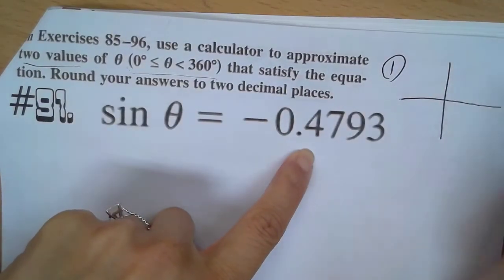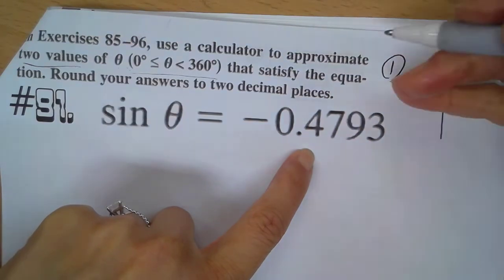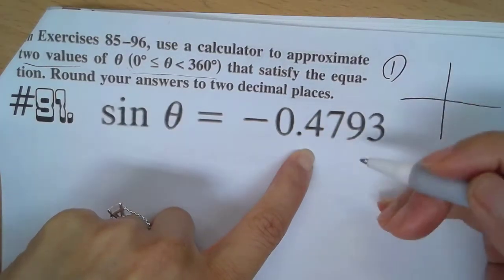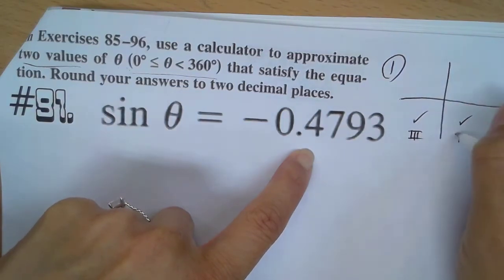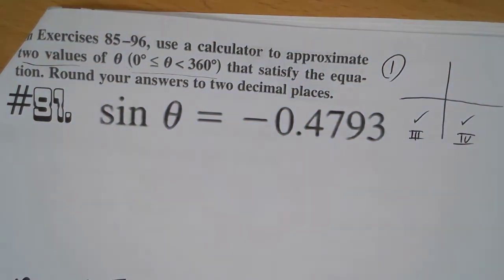Well, you know that sine is going up or down. It's positive up here and negative down here, right? So you know it's going to be either quadrant 3 or 4. So you're looking for quadrant 3 and quadrant 4 values, okay? So know what kind of angles you have to achieve.